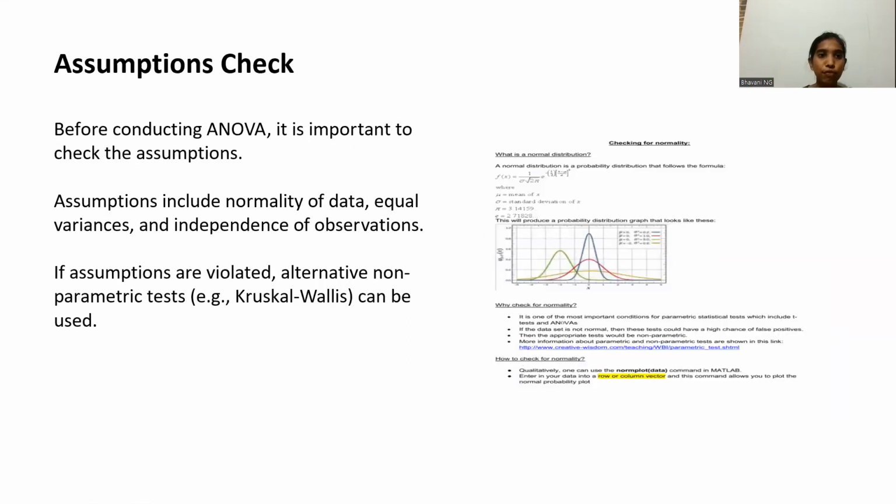Assumptions check. Before conducting ANOVA, it is important to check the assumptions. Assumptions include normality of data, equal variance, and independence of observations. If the assumptions are violated, alternative non-parametric tests can be used.